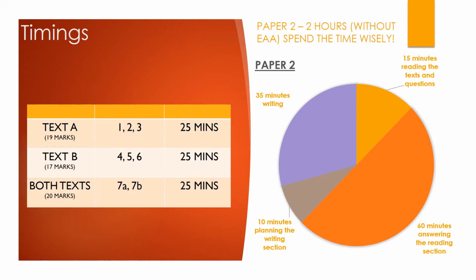So obviously the first thing you need to do is spend time reading the texts that you're given and looking at the questions. You need to remember that text A is for questions 1, 2 and 3, with question 3 being the language and structure question. And questions 4, 5 and 6 are about text B, with question 6 being the evaluation question. Questions 7A and 7B are on both texts.